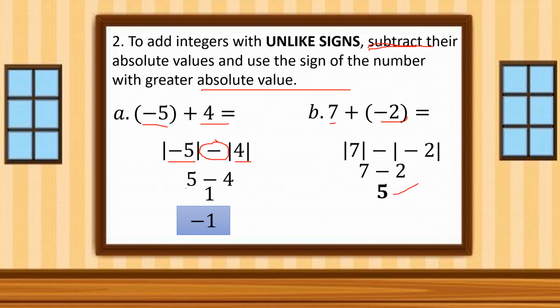Okay, ngayon, ano daw yung sign ng mas malaking number? Okay, so malinaw po na ang sign ng mas malaking number between 7 and 2 is positive. So, therefore, 7 plus negative 2 is equal to positive 5. Okay, that is on how we add integers using the rule.